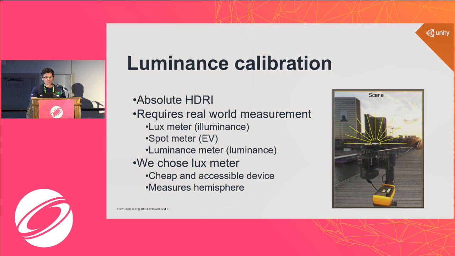There are cheap and expensive devices to do this: a lux meter, spot meter, or luminance meter. We chose to use the lux meter for this step, as it is cheap and accessible. It captures the light coming from the upper hemisphere of the meter, and we measure the illuminance of the scene at the camera pivot point.